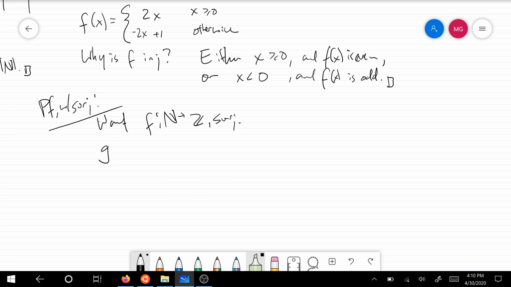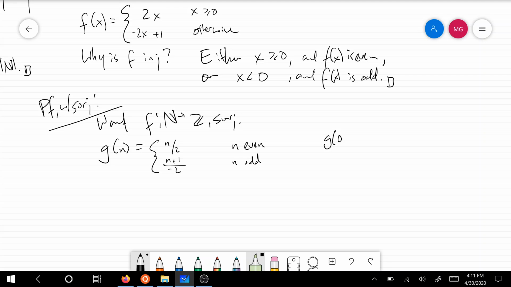So g of n is equal to, if n is even, n over 2. If n is odd, then what will it be? n minus 1 over negative 2. So g, did I get that right? No. What am I doing wrong? n plus 1 over negative 2.